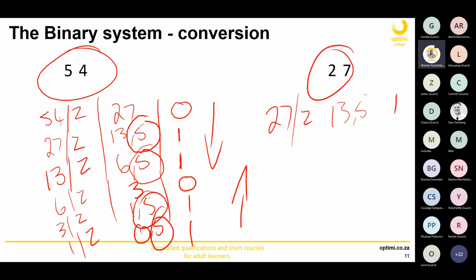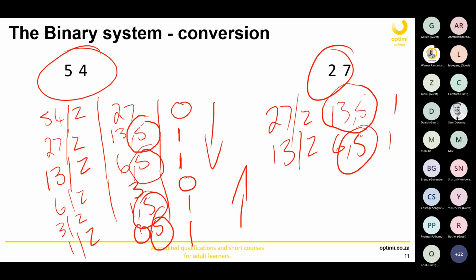Almost, but not quite. Remember, if you're now going to divide, you throw away the comma and it becomes 13 divided by 2. 13 by 2 is how much? 6.5. Again, there's a half, so I write the 1. What's the next step? Guys, this is an interactive class. You have to participate. Rachel says 6 by 2. That is correct. 6 by 2 is 3. Write the 0 because there's no decimal. What's the next step?